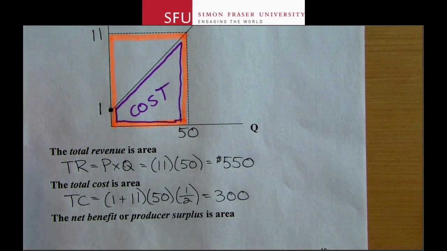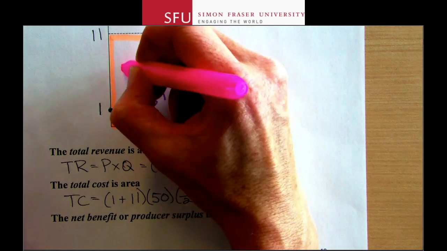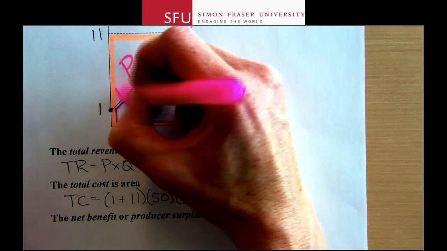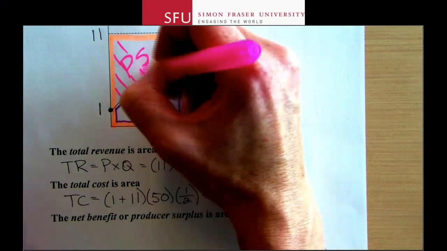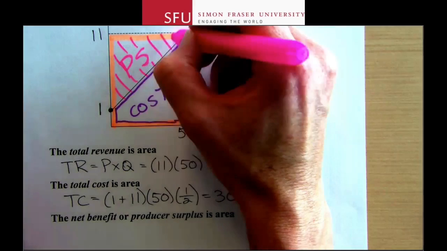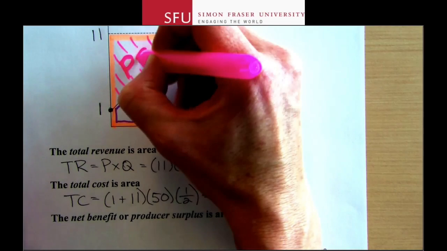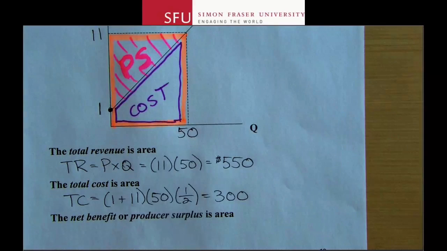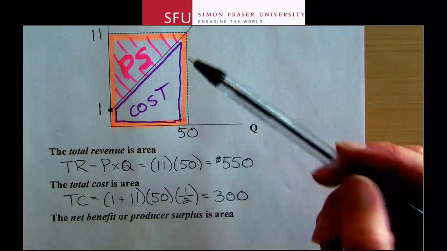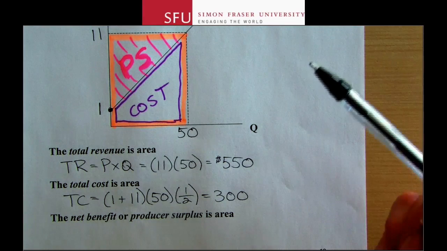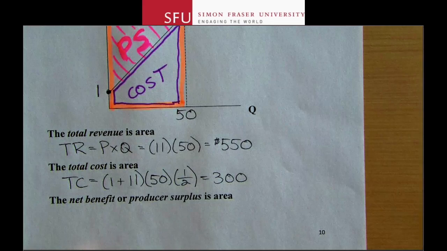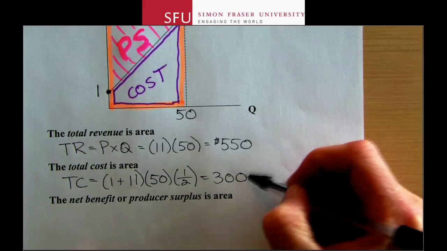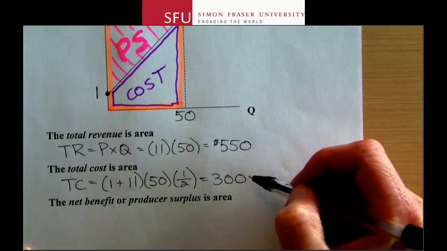Okay, so then the producer surplus is the difference, which would be this triangle here. Now for that triangle, you can use the formula for a triangle, or you can just subtract 550 minus 300.